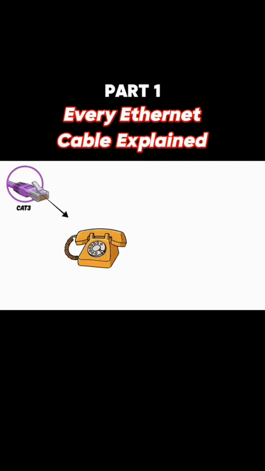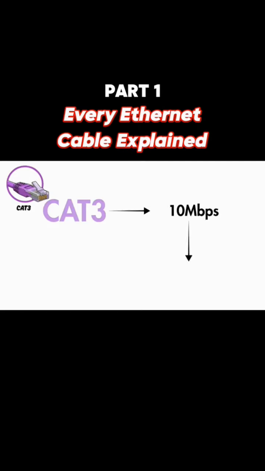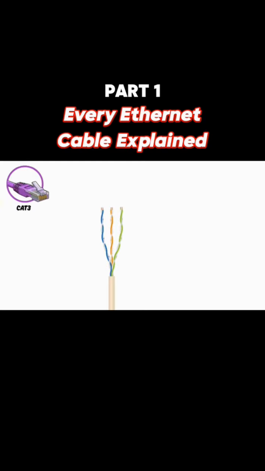Category 3, or Cat3, was used in the early 1990s for telephone lines and the first slow computer networks. It supports speeds up to 10 megabits per second with a 16 megahertz frequency, and it was the first cable officially standardized for basic Ethernet.